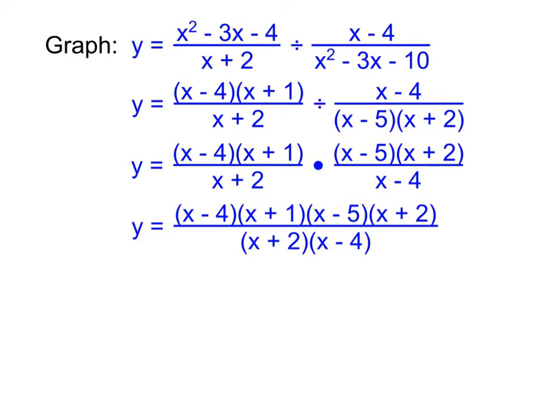Now you could have actually done the flip and multiply and then done the factoring. I just tend to find this order a little bit more intuitive. But you're going to end up in the same place right here.